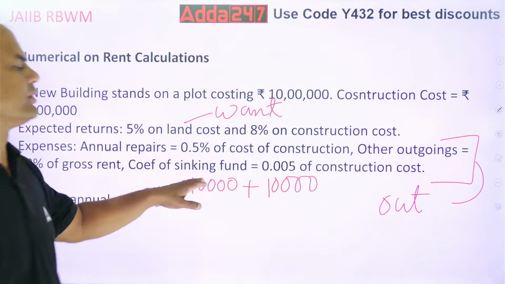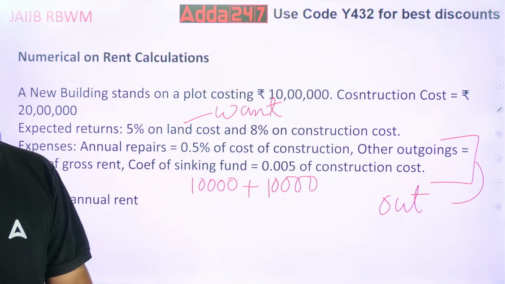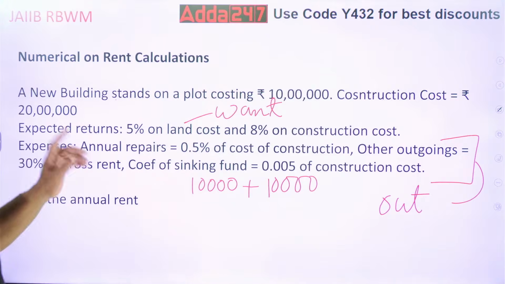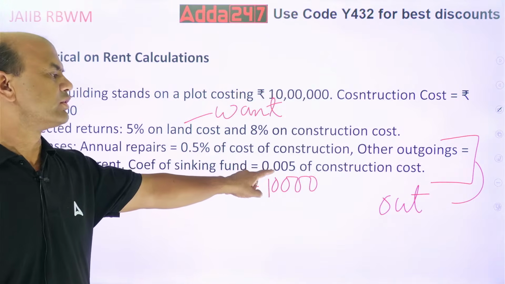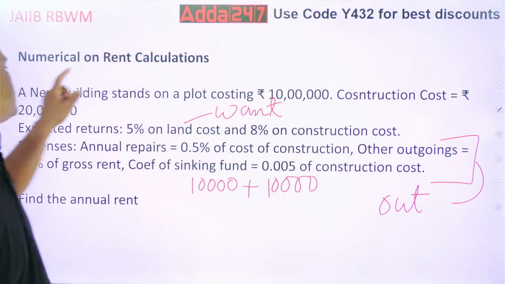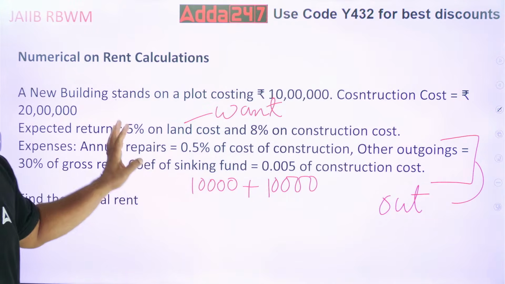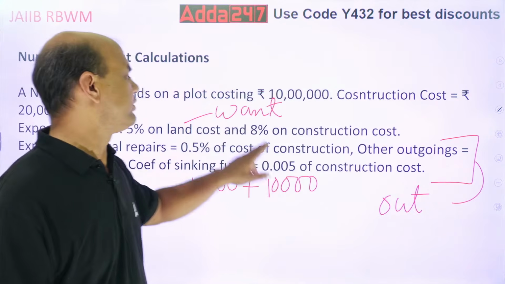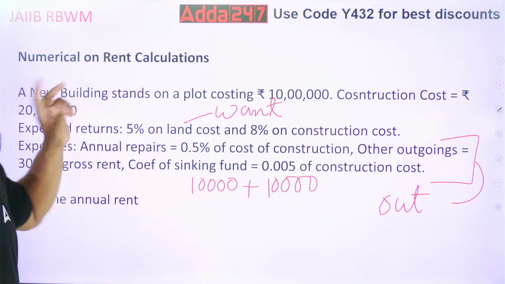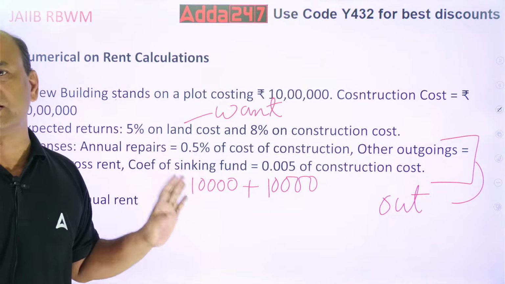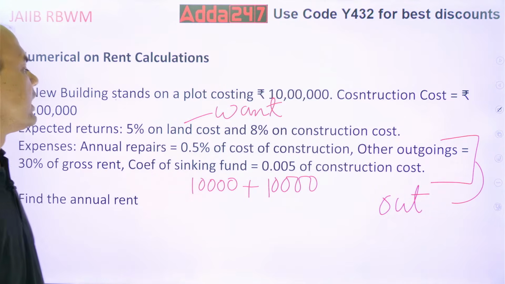See, this is 10,000, right? This is again 10,000. Everyone getting this? 0.005 into construction cost, which is 20 lakhs. Everyone got this? 0.005 into 20 lakhs, 10,000. Everyone should be clear in this.